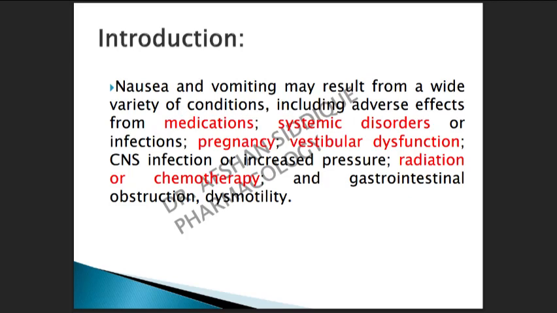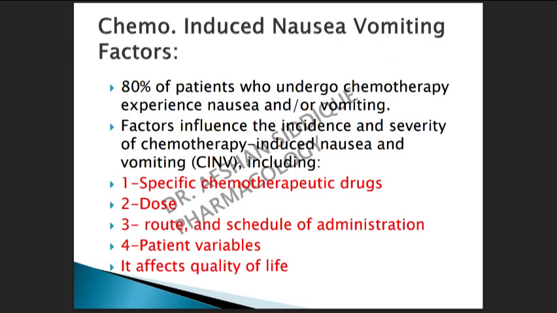Now come to chemotherapy-induced vomiting and nausea and the factors which aggravate such conditions. 80% of patients who undergo chemotherapy experience nausea and vomiting. The factors which can increase the severity include specific chemotherapeutic agents, dose, route of administration, and schedule of administration, and patient variables. All these problems can affect the quality of life.